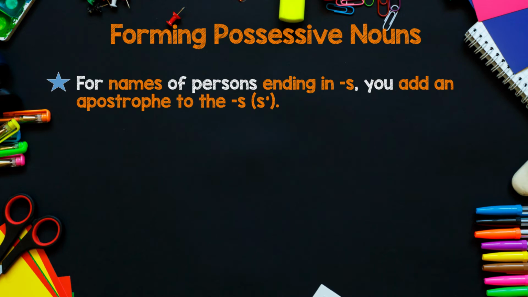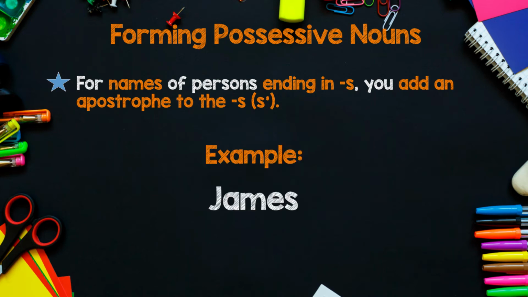Further, for names of persons ending in S, you add an apostrophe to the S. So, if we have the name James, which is spelled capital J-A-M-E-S, and we want to say James's shoes, we spell James's as J-A-M-E-S apostrophe. Also, if we want to say Jesus' crucifixion, Jesus's is spelled capital J-E-S-U-S apostrophe.